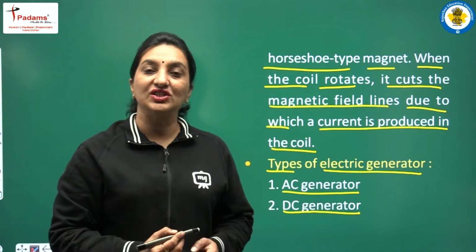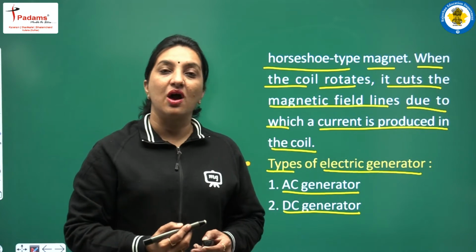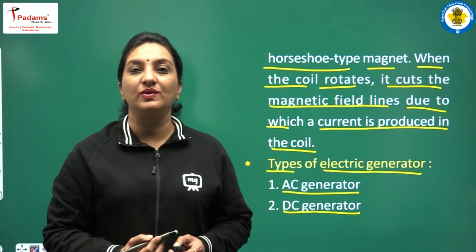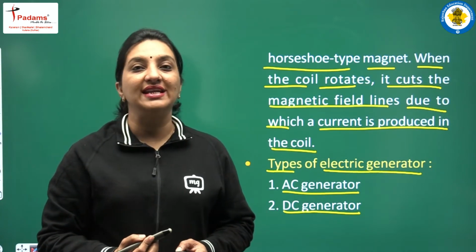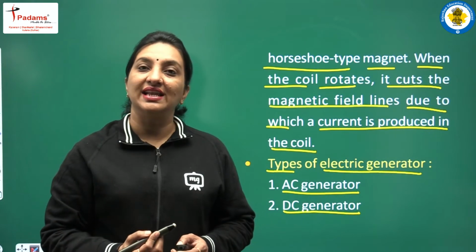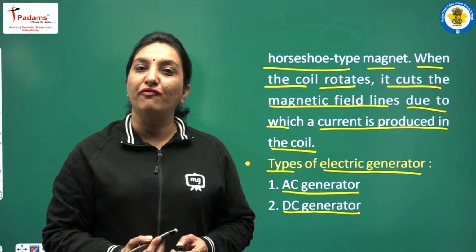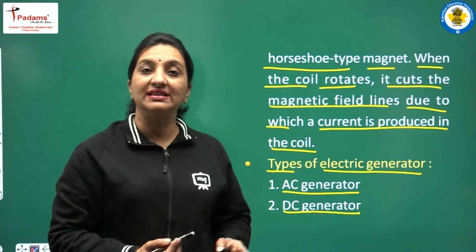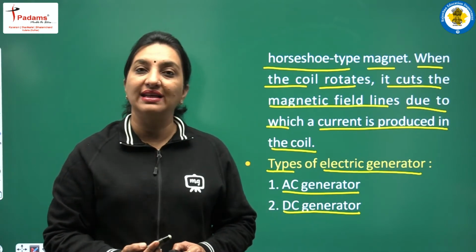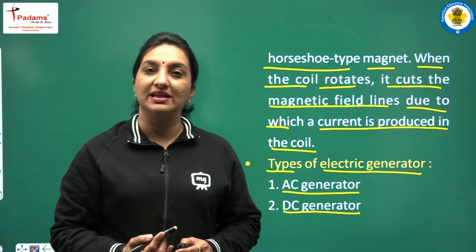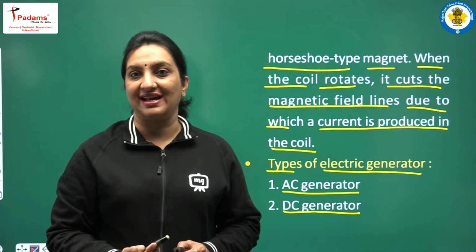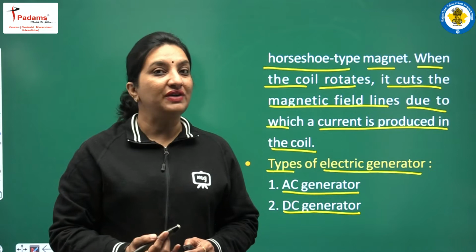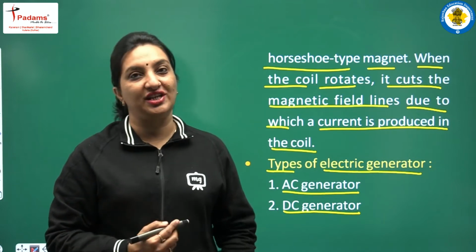Students, in AC generator, we will see how mechanical energy is converted into alternating current, that is, the electricity generated is of alternating nature. And in DC generator, we will learn how mechanical energy is converted into direct current. Right students? So, first we will start with AC generator.